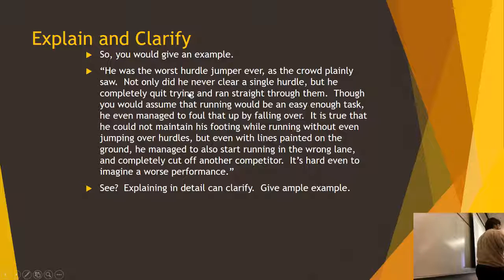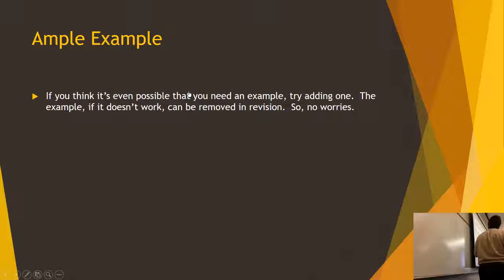But then after a few hurdles, he just got tripped up and fell over, and you think, well, at least he'll stay in his lane and finish out. But no, he just cuts some other guy off and starts running in his lane. So clearly he was the worst hurdle jumper ever, because these are different examples of what made him the worst hurdle jumper, so we have to have those in order to explain and clarify to the person listening.